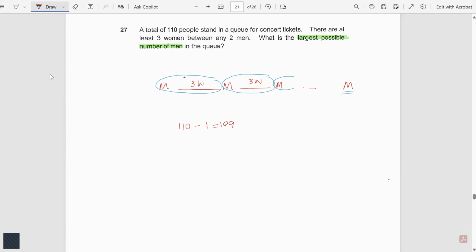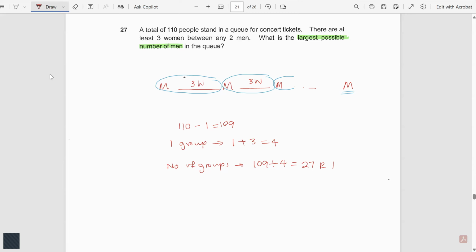So 109 should be one man and three women, right? So one group, how many people? One man, three women, four people. How many groups are there? So the number of groups would be 109 divided by 4. And you'll get 27, but there's a remainder of 1.